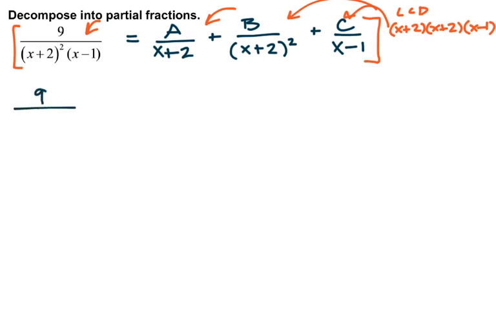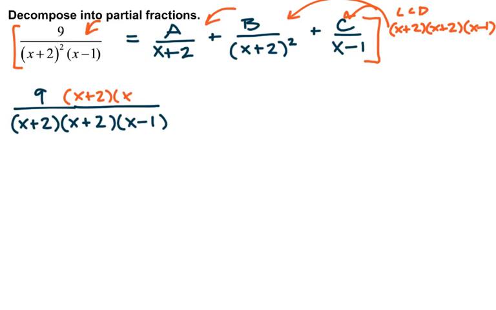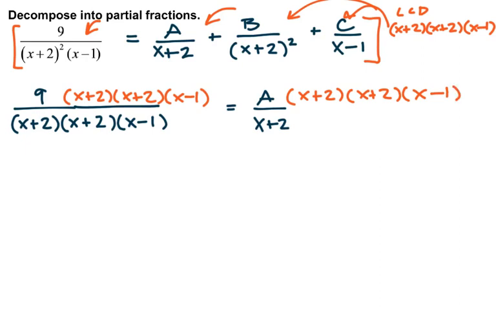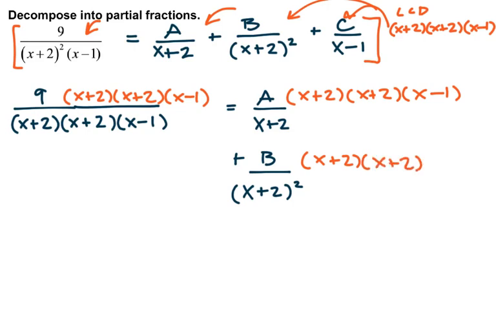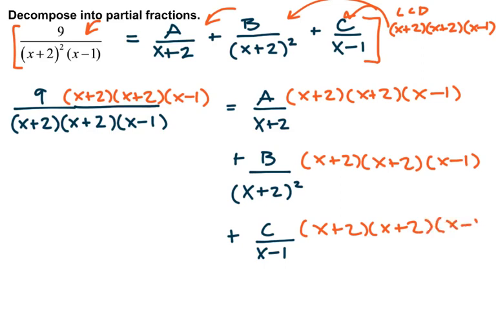I have 9 over x plus 2, x plus 2, x minus 1, and this is multiplied by x plus 2, x plus 2, x minus 1, equals a over x plus 2, again multiplying by x plus 2, x plus 2, x minus 1, plus b over x plus 2 quantity squared, times x plus 2, x plus 2, x minus 1, and plus c over x minus 1, again times the LCD, x plus 2, x plus 2, x minus 1.